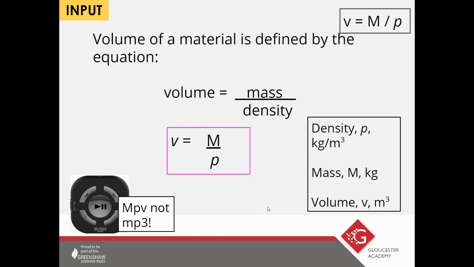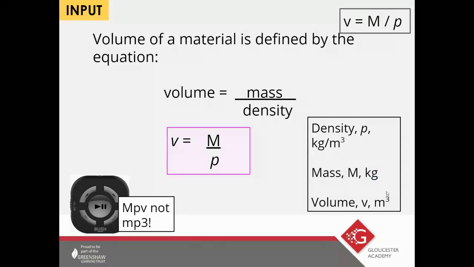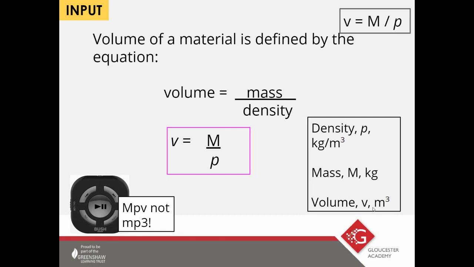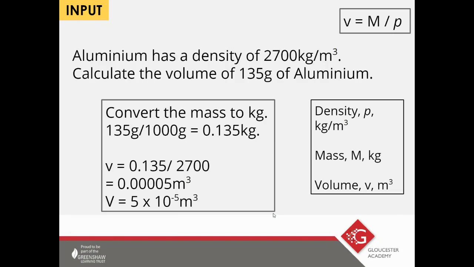The units are important because if I use the wrong unit, I will get the wrong answer. So you must remember that density is in kilograms per meters cubed because it's volume, so it's meters times meters times meters. The mass is in kilograms, and obviously the volume, meters cubed. You do need to learn it.